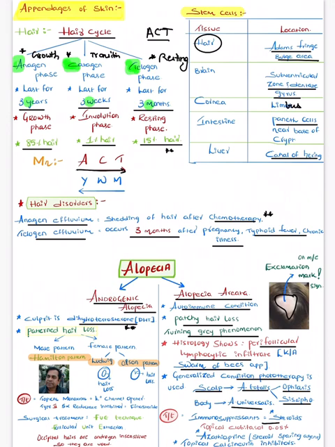So what is the treatment of choice? Immunosuppressants like steroids, and topical clobetasol. Azathioprine is a steroid-sparing agent, or you can use a topical calcineurin inhibitor.